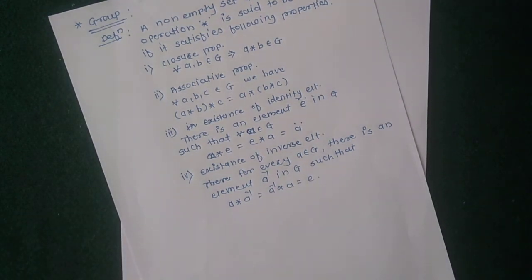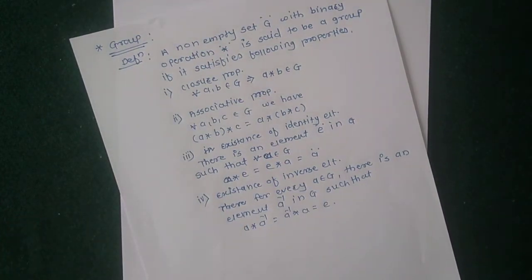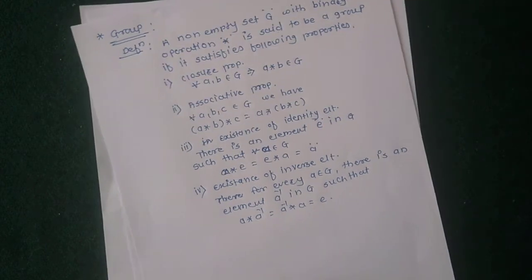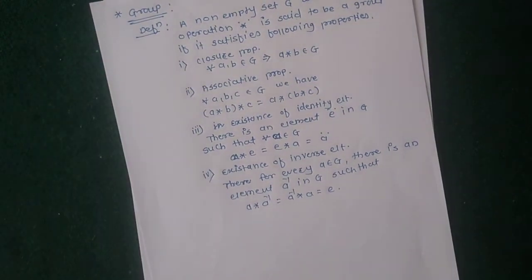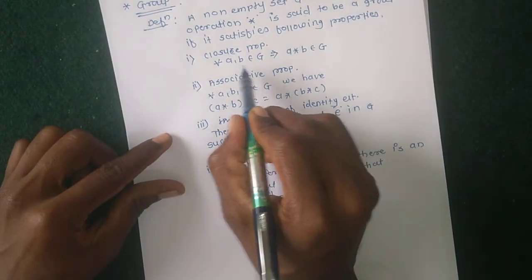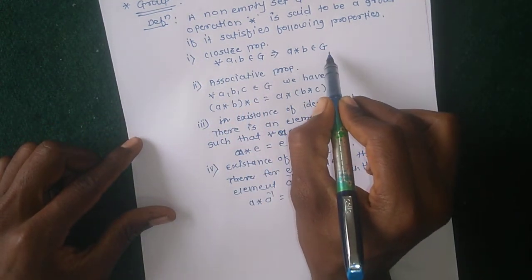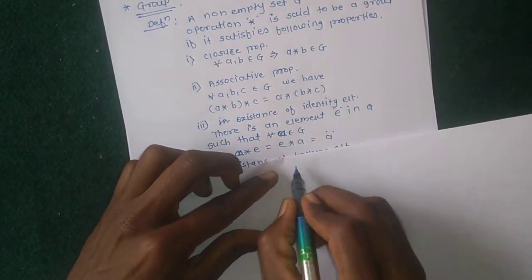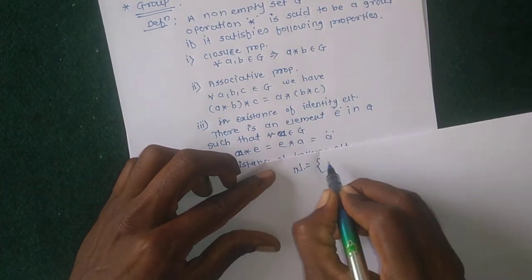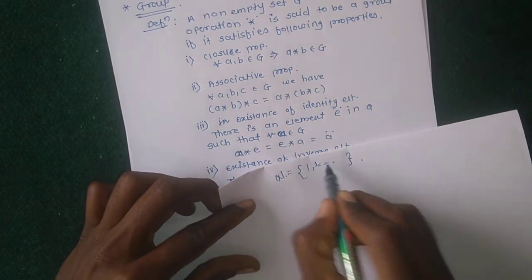Here we see that closure property means that when the binary operation is applied on any elements, the value must be in that set G. Suppose that for all a, b the binary operation on those elements gives a value that must be in G. Suppose the set of natural numbers starts from 1 to infinity, 1, 2 and so on.